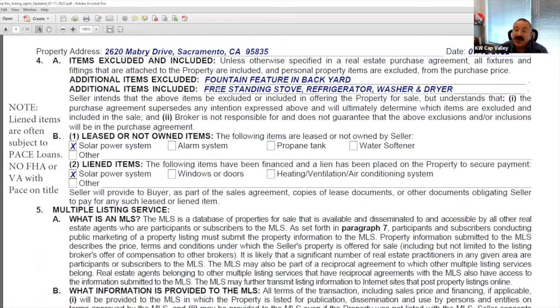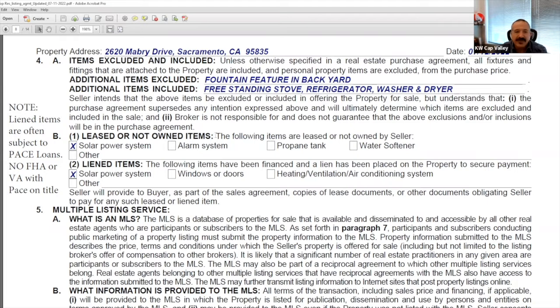That way, when an offer is sent over to you, if it doesn't have this information written into the contract, you want to make sure that as a representative of the seller, you do a counter offer to make sure this is part of the contract, because this is what the seller expressed to you when you took the listing. If you don't get it into the contract, then you're going to have a dispute with the seller, especially if the buyer says, I'm not letting you have the fountain feature in the backyard, or if the buyer says, get that refrigerator, washer, and dryer off my property, I brought my own.